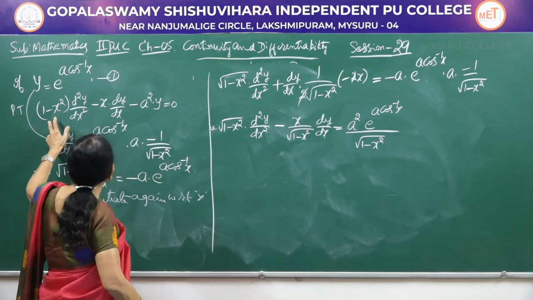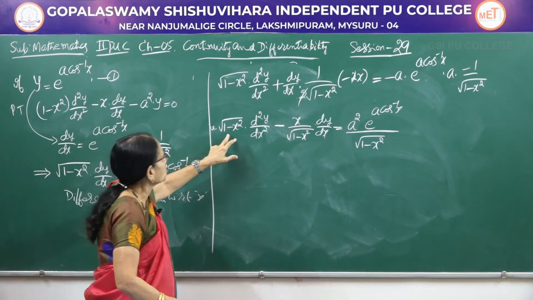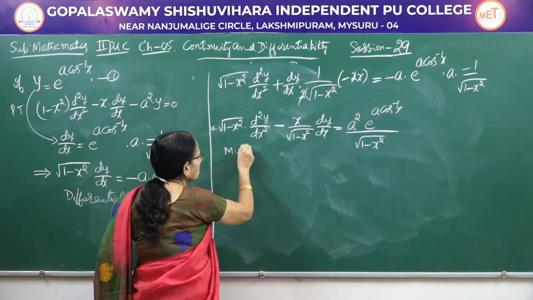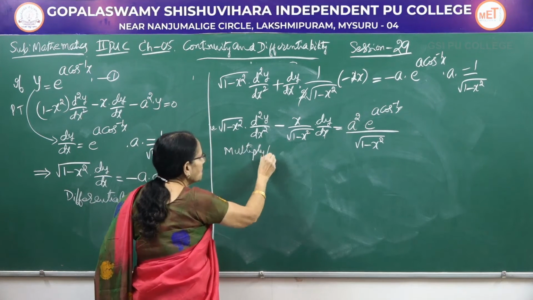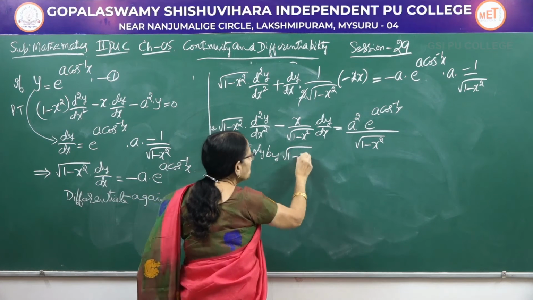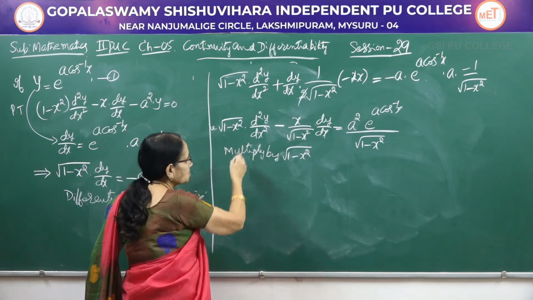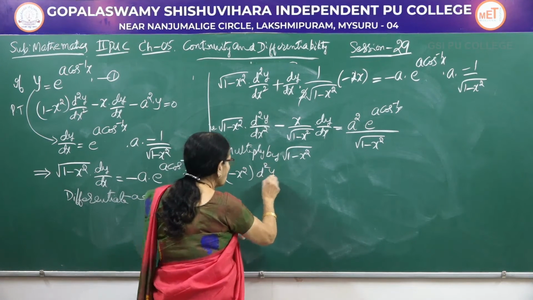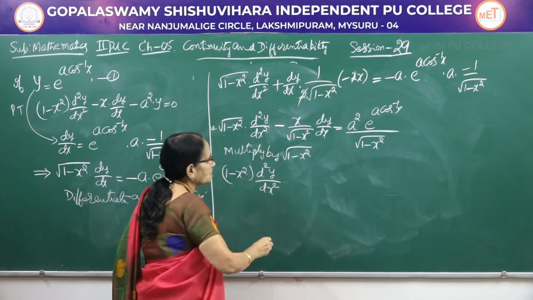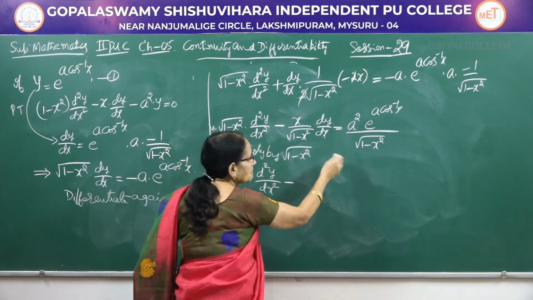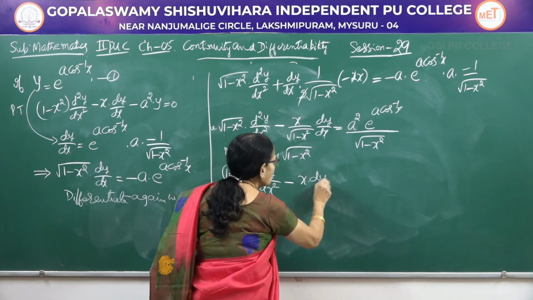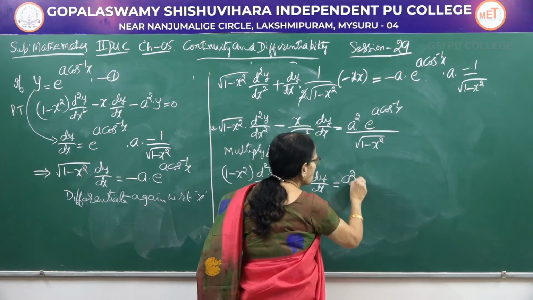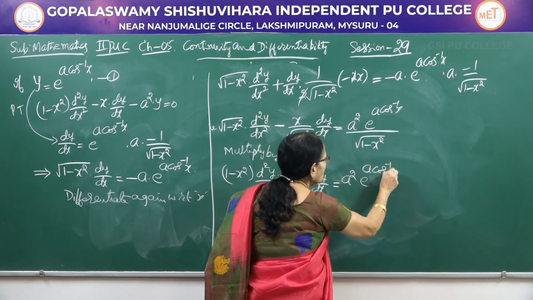Now, we want the answer in terms of 1 minus x square, not the radical sign. So, to eliminate that, what we have to do is multiply by root of 1 minus x square. So, the root gets cancelled, and it becomes simply 1 minus x square into the second derivative d square y by dx square minus x into dy by dx, this is cancelled because I am multiplying by that one, and this would be equal to a square into e to the power a cos inverse x.